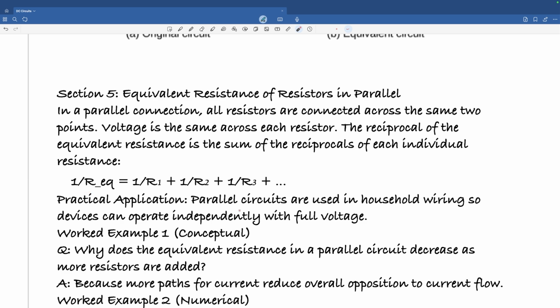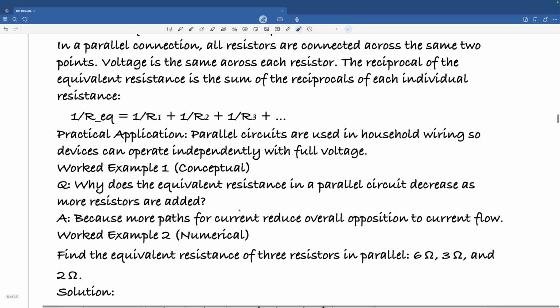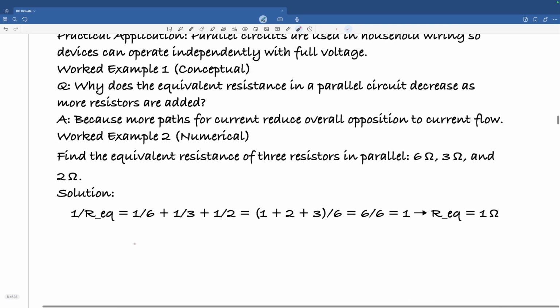Now be careful when you do this. I'm showing you an example, a very simple one. So let's say you got 6 ohms, 3 ohms and 2 ohms. And using this formula, you got to do 1 over 6 plus 1 over 3 plus 1 over 2. When you do the math, this is the lowest common multiple, so you get 6 over 6, which is 1. And so when you flip this, it's also 1.